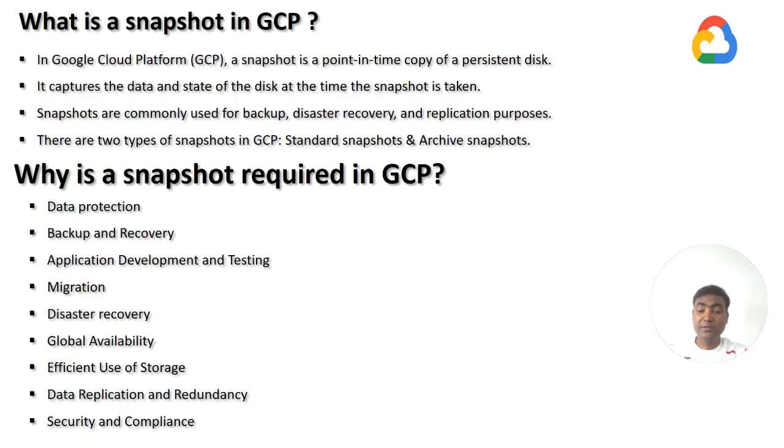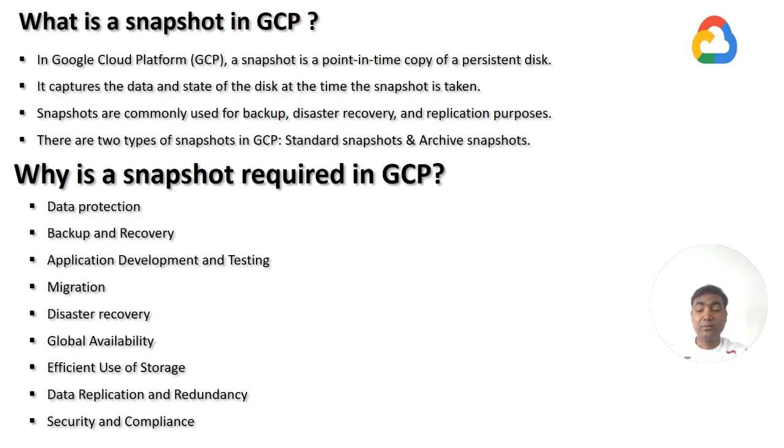Rollback to previous version. Guys, you know the snapshot allows you to roll back to the previous version of your application. If you make a change that causes problems, you can easily roll back to the previous snapshot. Test, upgrade, and patches. Snapshot can be used to test, upgrade, and patches by creating a snapshot before applying an upgrade or patch. You can revert to the previous state if there are any problems.